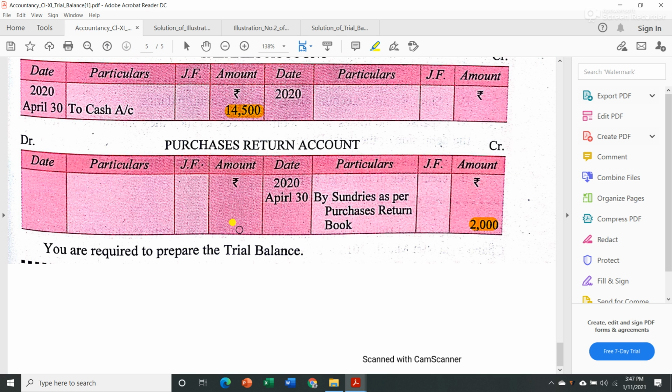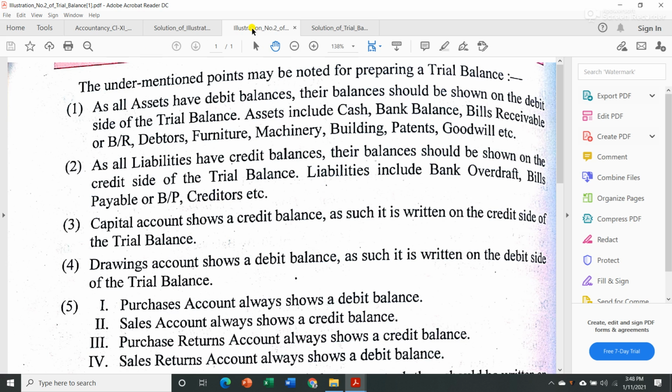But this question is very easy, they are not going to ask you this question in the examination, so it is just for your understanding. Okay, now let us see some important points that we have to understand while preparing a trial balance. Now these points are very important, you have to learn them by heart, you have to understand these points. Okay, now let us see what these points are.